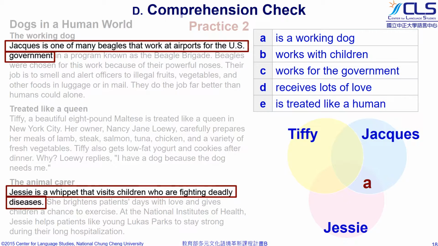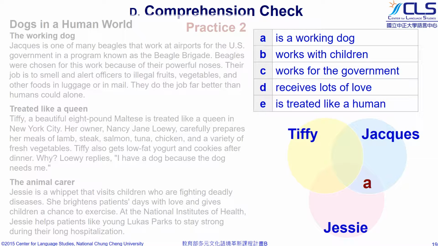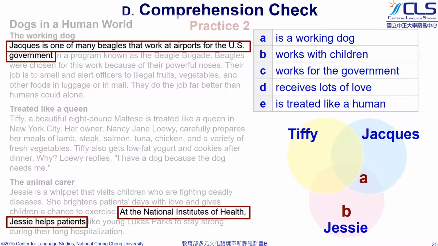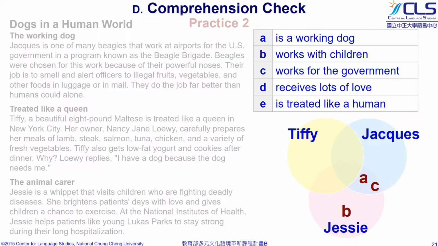and Jessie. Based on the article, Jessie is the only dog working with children. We put B in Jessie's circle. In the reading, it mentioned that Jacobs and Jessie work for public sectors. Thus, we put C also in the overlapped area of Jacobs and Jessie.